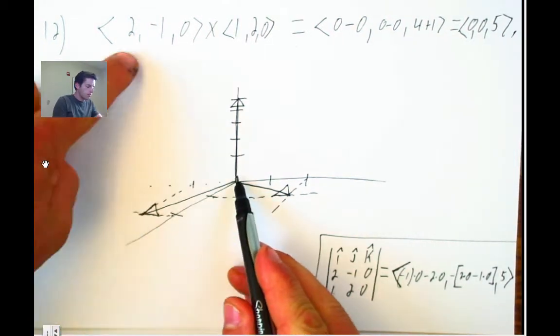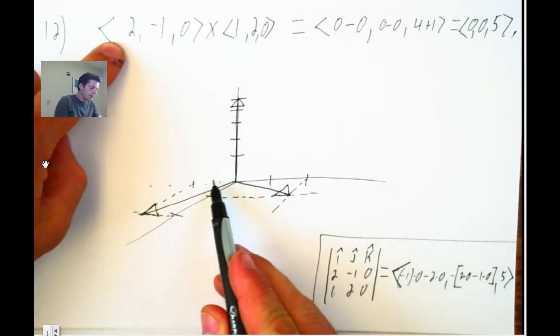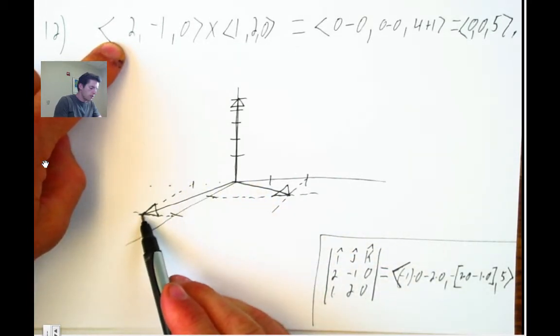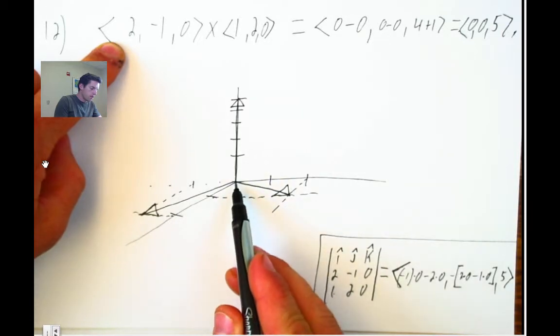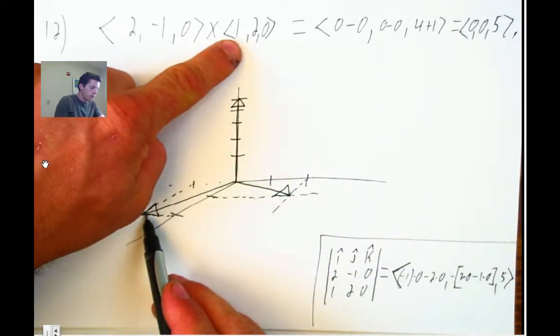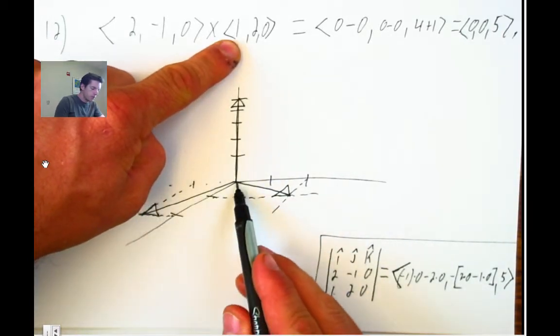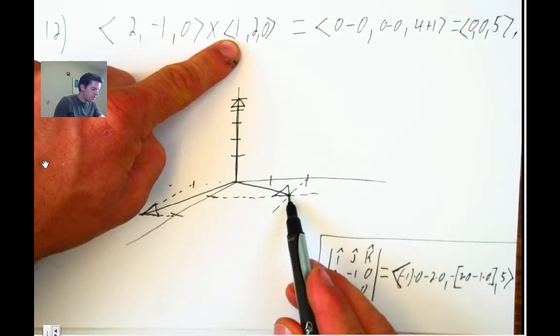Okay, so I've drawn this picture, and the idea is the cross product of this guy down here in the plane, 2 out in the first direction, -1 in the second direction, and 0 in the third direction. He goes out to there. Cross product with 1, 2, 0. 1, 2, 0 goes 1 in the first direction, 2 in the second direction, and up not at all.